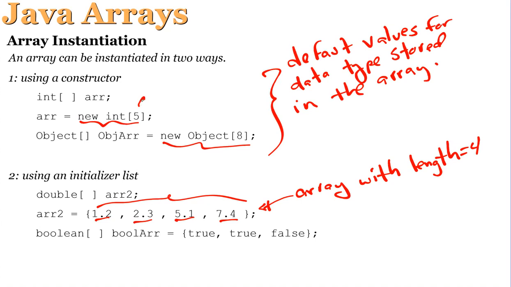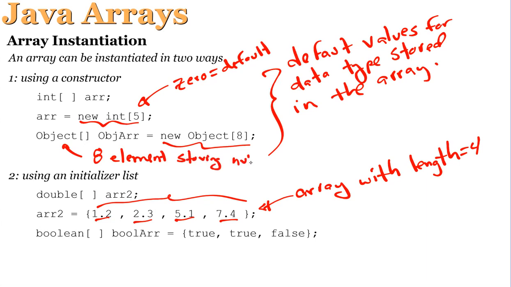So by default, this would have 5 elements of 0. And by default, an object array, this would have 8 elements of null. So 8 elements storing null, because null is the default type for an object. And the default type for a boolean would be false, but we see we used an initializer list so that we can control the initial setup of what is stored in the array bool arr.